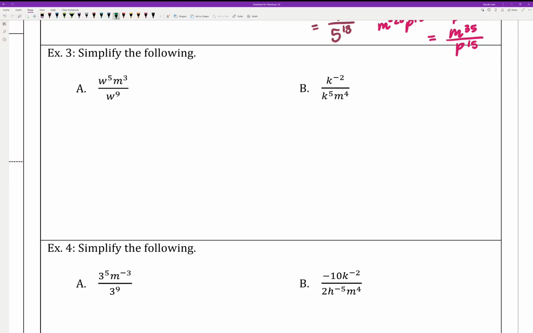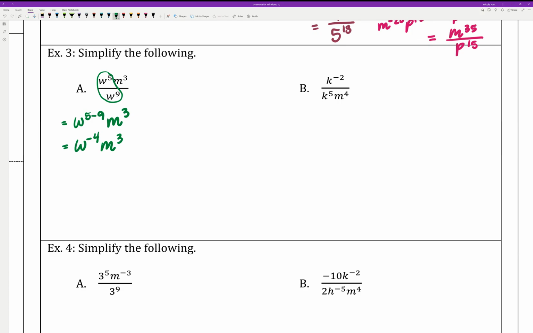So here we have w to the power of 5 times m to the power of 3 over w to the power of 9. The w's are the same base, so we are going to subtract their exponents since they are being divided. So this turns into w to the power of 5 minus 9, and then m to the power of 3 is still on top. When we simplify this, 5 minus 9 gives us a negative 4. So we have w to the negative 4 and m to the power of 3.